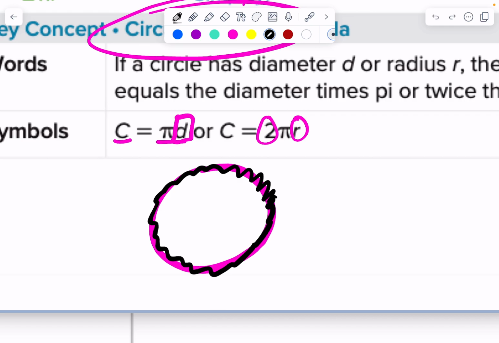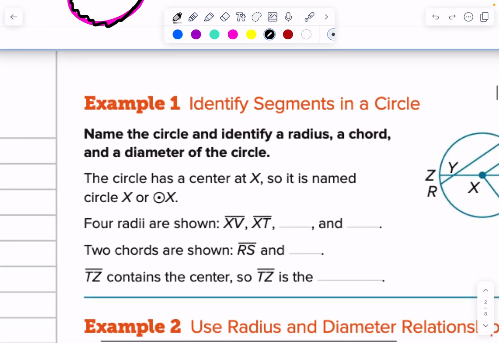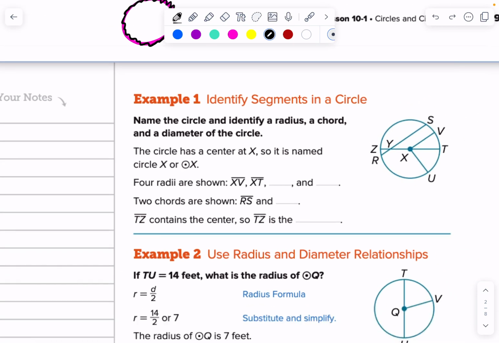Well, not here in a little bit. We'll talk area tomorrow probably. But circumference is the distance around a circle, the distance of the pie crust around the edge of the circle, okay? All right, example 1, name the circle.